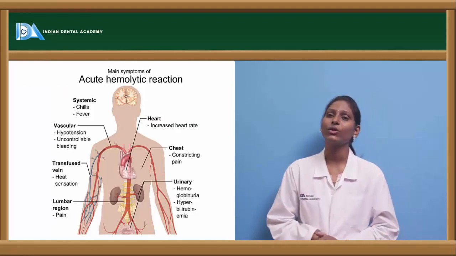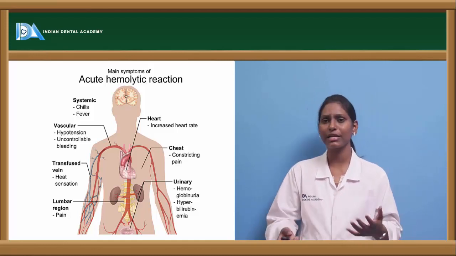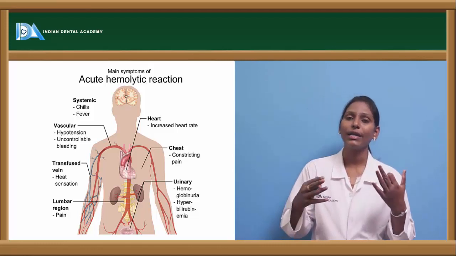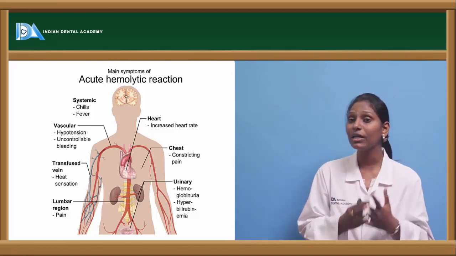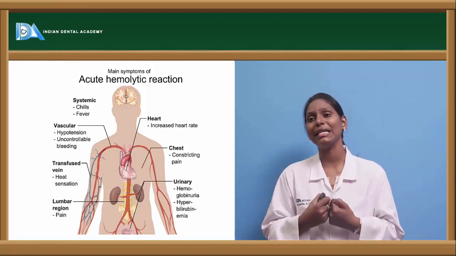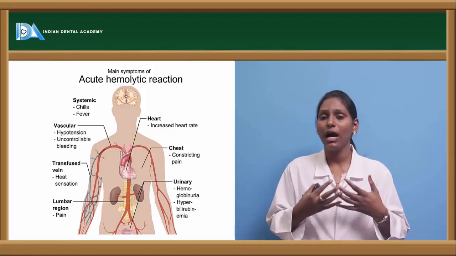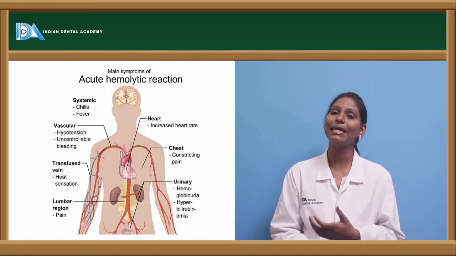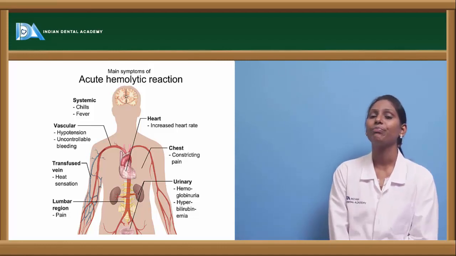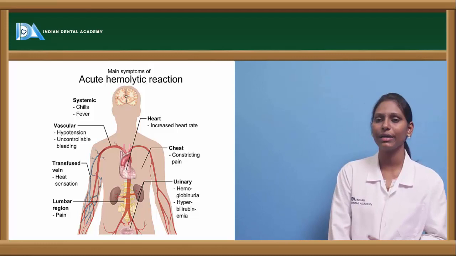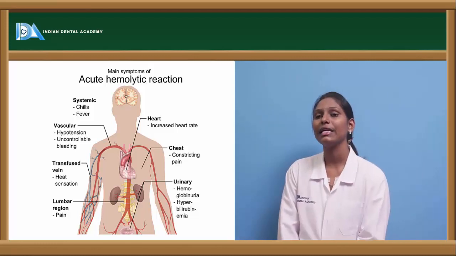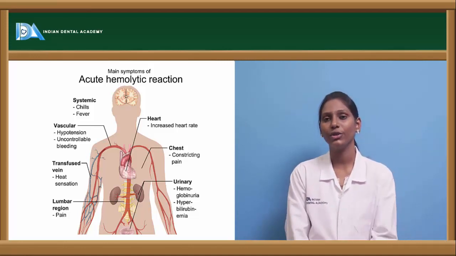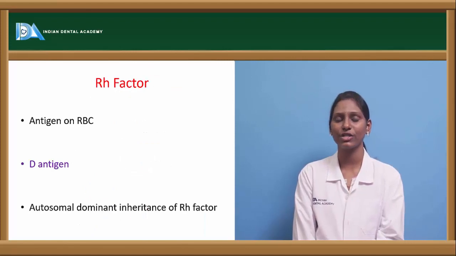Okay, and we have other acute hemolytic reactions, systemic reactions, constitutional reactions, which include fever. The patient will have chills, increased heart rate, hypotension, and uncontrolled bleeding. You can see constricting pain in the chest because of increased cardiac load. In the transfused vein, a heat sensation can be felt, and the lumbar region can exhibit pain, and you can see hemoglobinuria and hyperbilirubinemia in the urine. These are the other acute hemolytic reactions that occur.